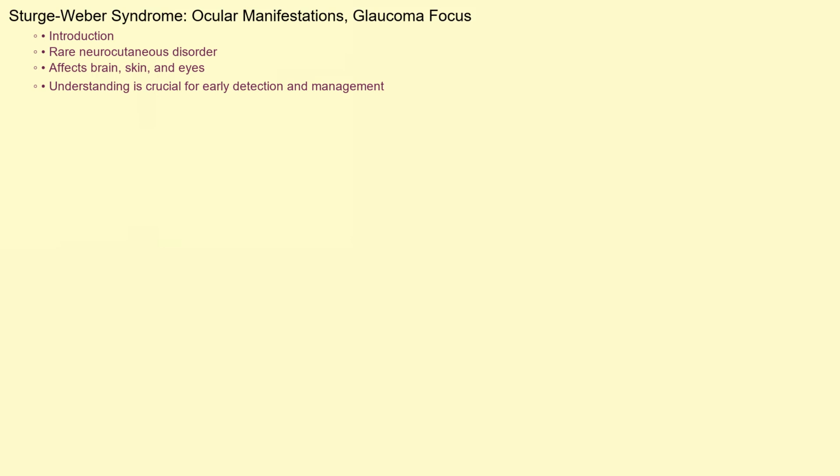Hello and welcome. Today we're diving into a complex and rare neurocutaneous disorder, Sturge-Weber syndrome, with a focus on its impact on the eyes, specifically glaucoma. Sturge-Weber syndrome is a condition present at birth affecting the brain, skin, and eyes. While it manifests differently in each individual, understanding its characteristics, especially the connection to glaucoma, is crucial for early detection and effective management. Join us as we explore the intricacies of this condition.